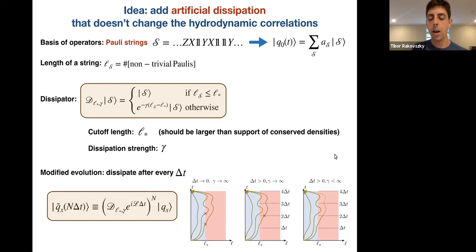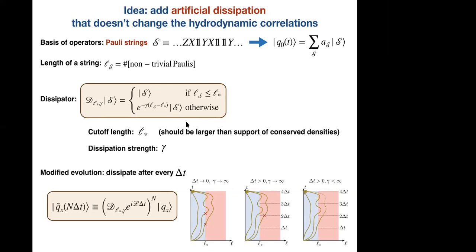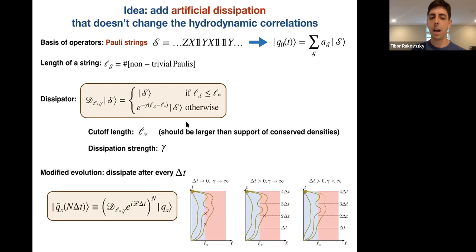So the idea is that by doing this, and by making the dissipation weak enough, we can go to a regime which we can still simulate, but at the same time, we correctly capture the hydrodynamic behavior, which is mostly encoded in the part of the operator that's made up of short local operators. So let me stop here for a second for questions, because in some sense this is the central slide.